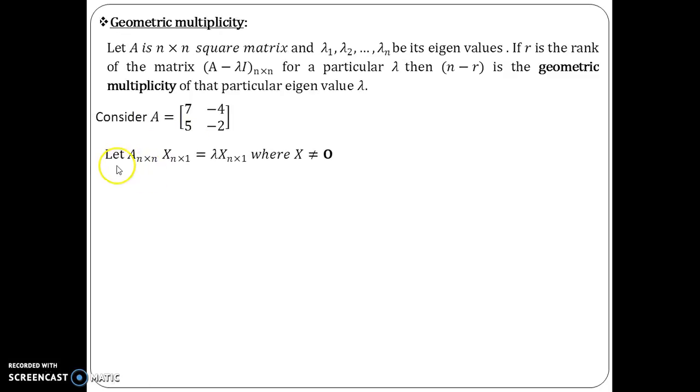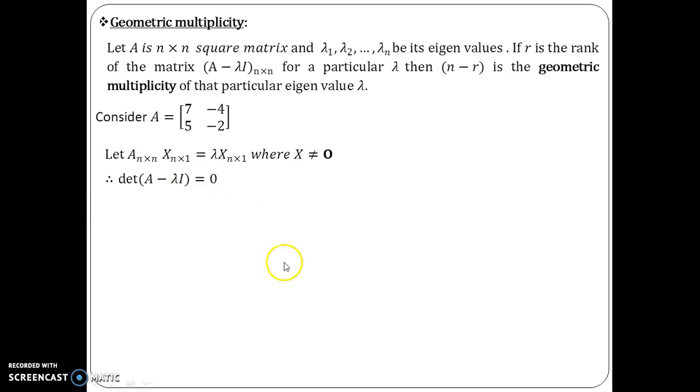I am writing this statement because this is our basic statement, how we started our concept of eigenvalue, that is A n cross n into x, which is an n cross 1 matrix, a column vector or a column matrix, equal to lambda times x, where x is a non-zero vector. Then this implies that determinant A minus lambda I is equal to 0. That is our characteristic equation.